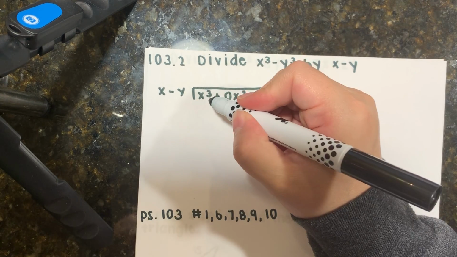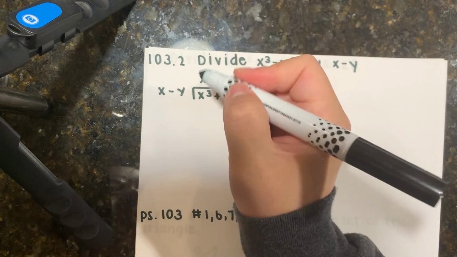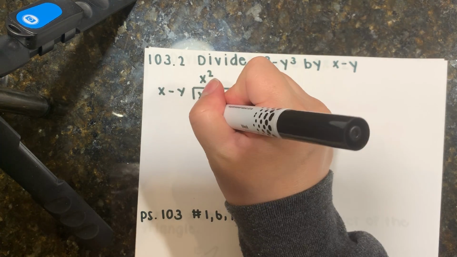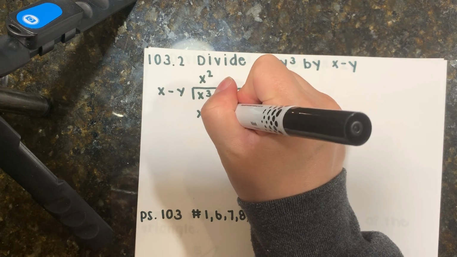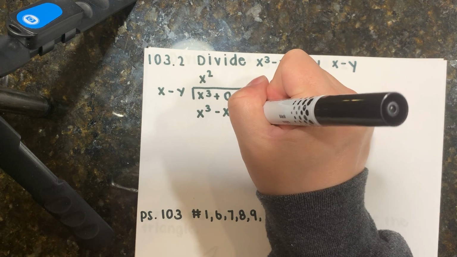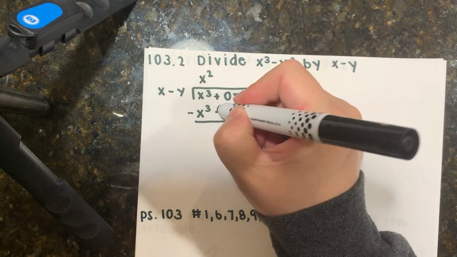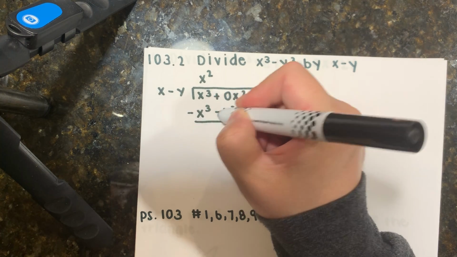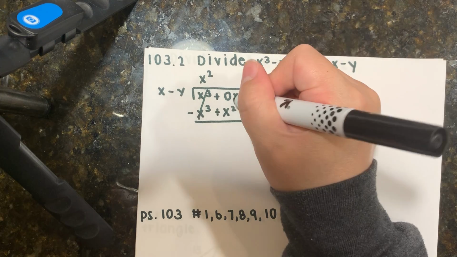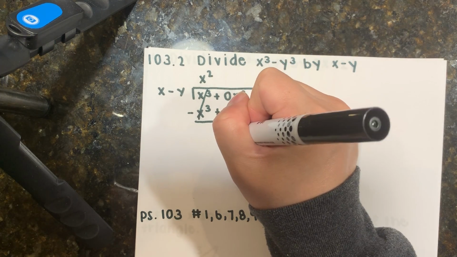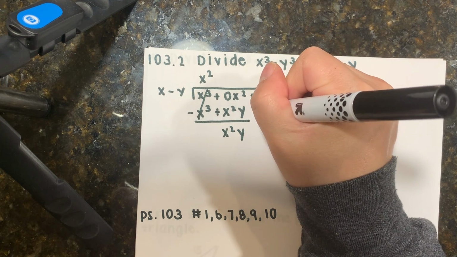So x cubed divided by x would give me x squared. When I multiply that back through, I get x cubed. X squared times negative y would be negative x squared y. Remember that you are subtracting, so I'm flipping my signs from negative to positive and positive to negative. The x cubes will cancel, and then I'm adding those together. That would just be x squared y. Bring down the 0x.